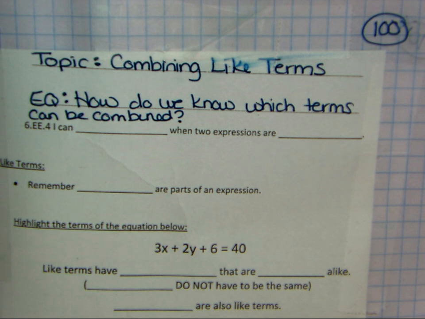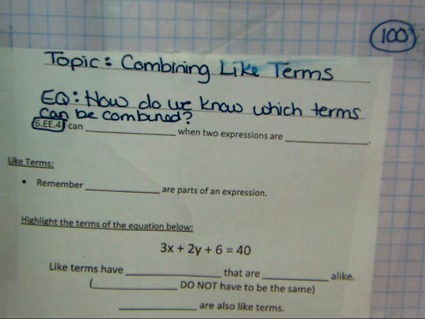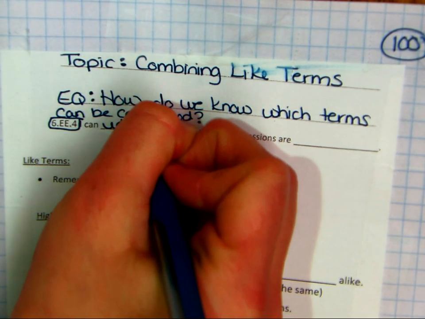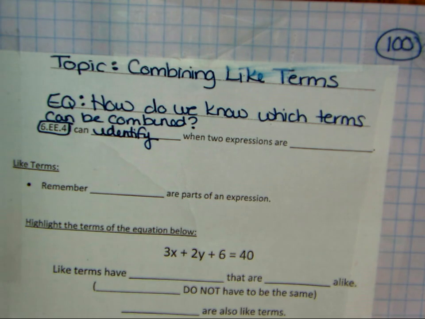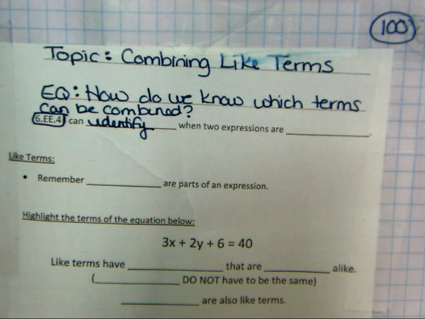Once again, the topic is combining like terms. The essential question is, how do we know which terms can be combined? And we are looking at standard 6.EE.4. And you should be able to identify when two expressions are equivalent.